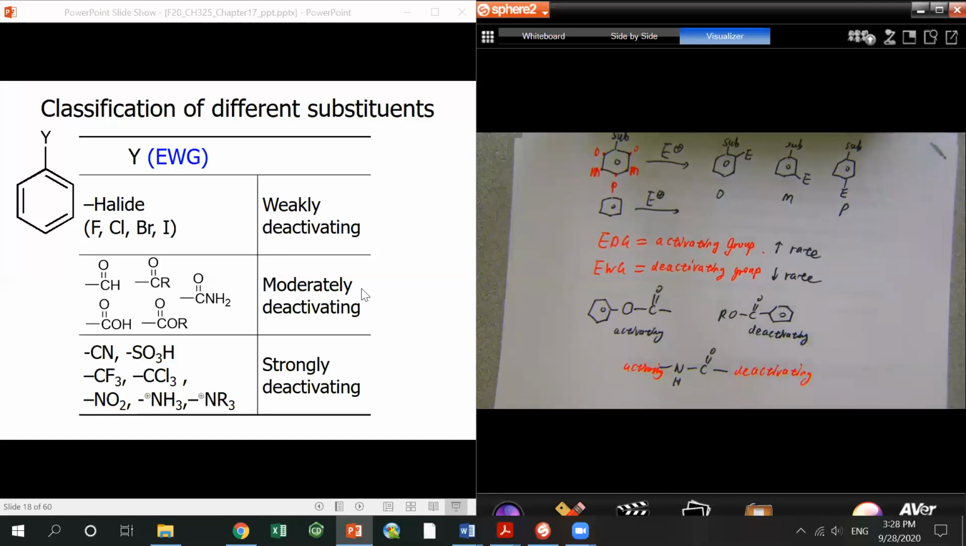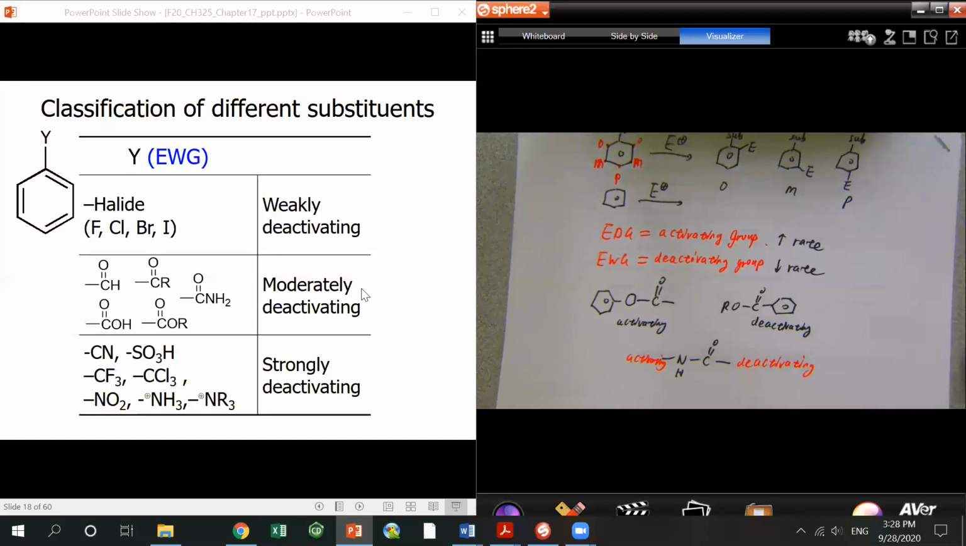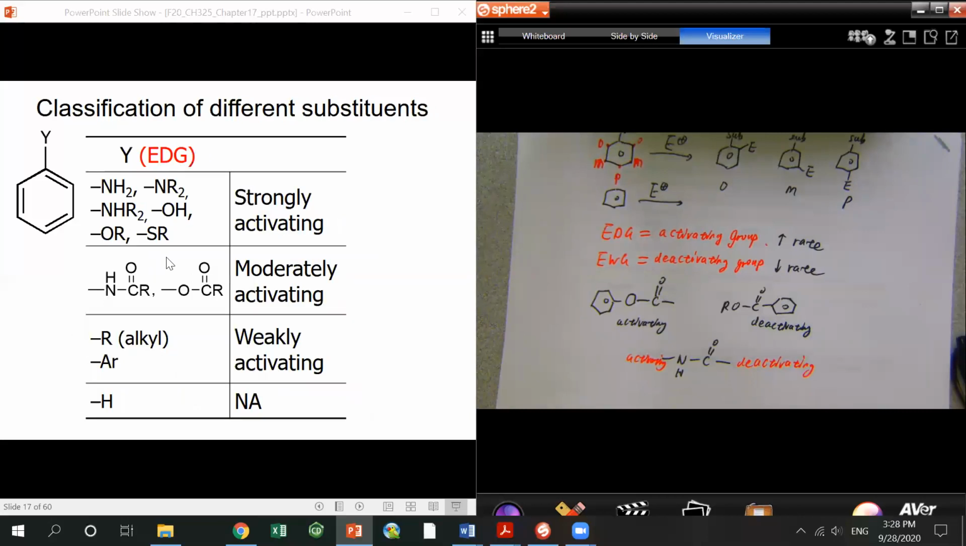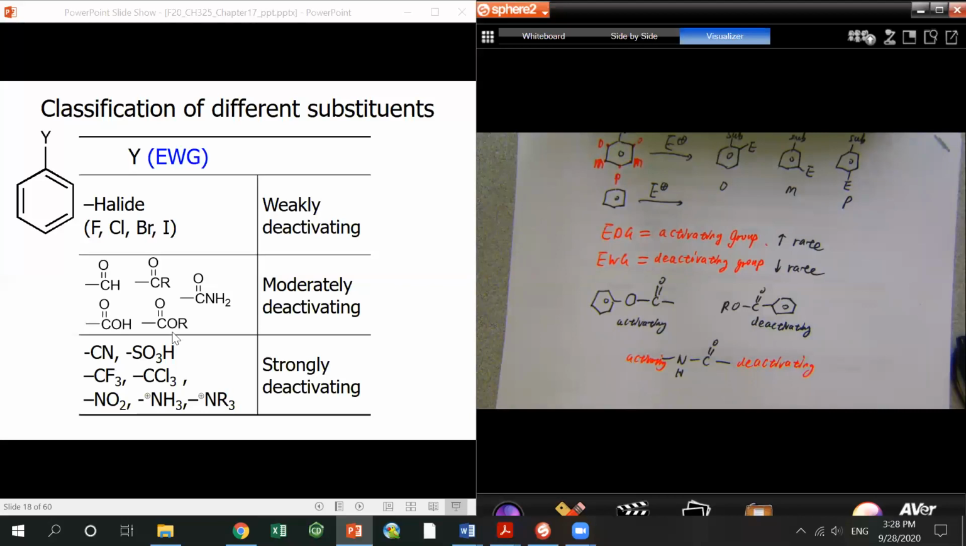Yeah, that's something we need to be careful about. That's also shown here: amide, ester, and then amide, ester. You have to look at which end is attached.